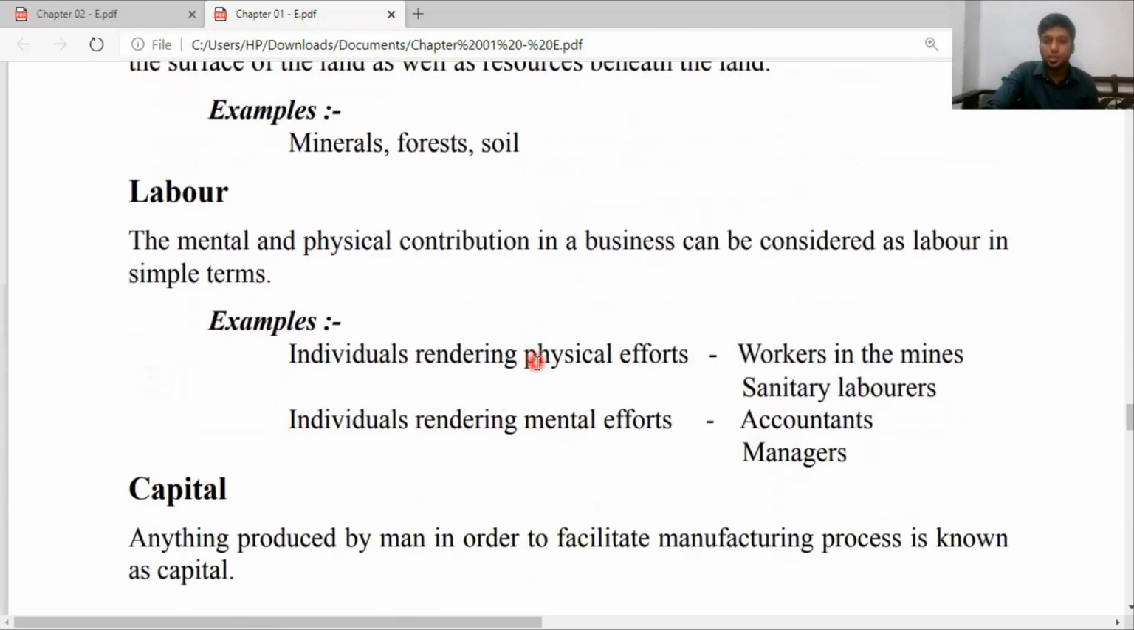Labor: the mental and physical contribution in a business can be considered as labor in simple terms. What is labor in other terms? It's what we call physical efforts or mental efforts. Mental contribution means a person using his knowledge in a working environment. Physical contribution is where a person puts his efforts physically into a working environment. Through physical effort, you use your body to work. We call it physical effort.